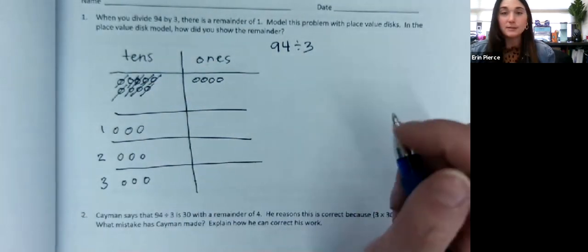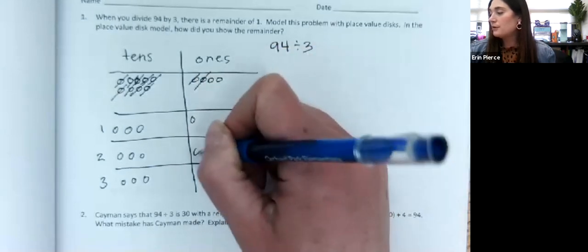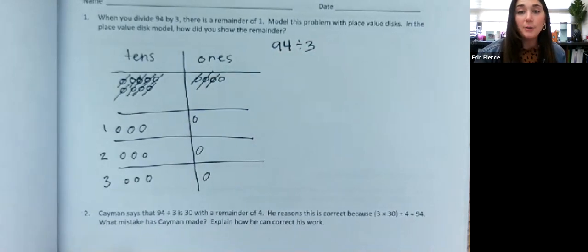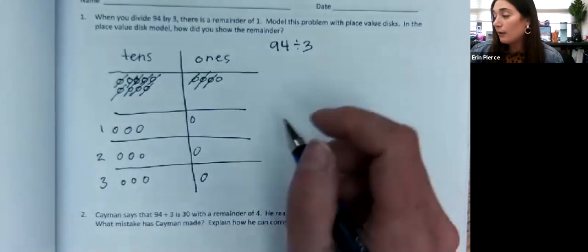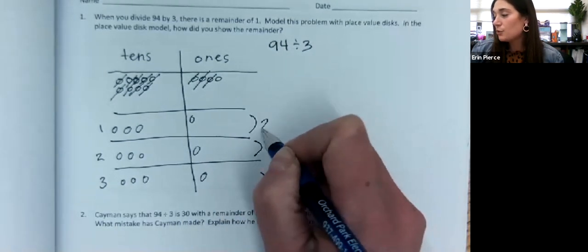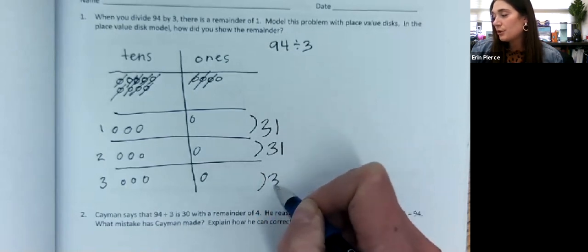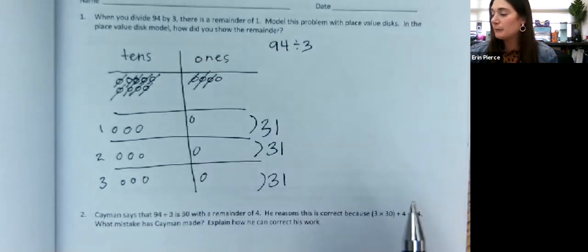My ones. 1, 2, 3. So we had no remaining amount in our tens, but we do have a remainder in our ones. So our answer, each one has 31 in each group. Okay, so how did we show the remainder?